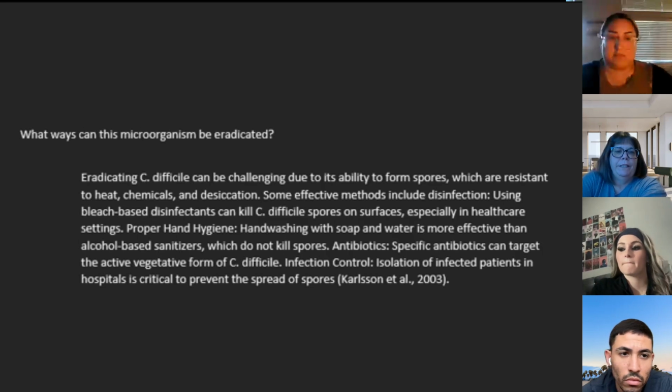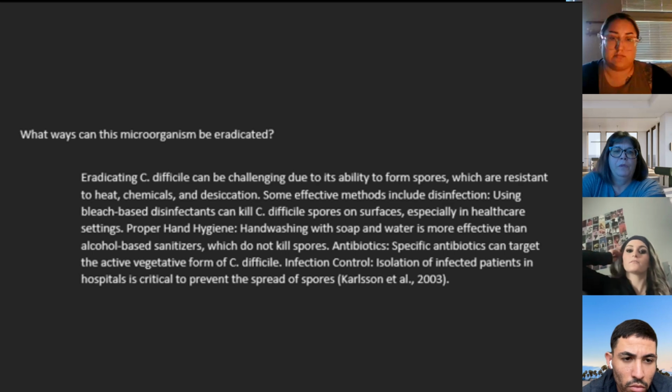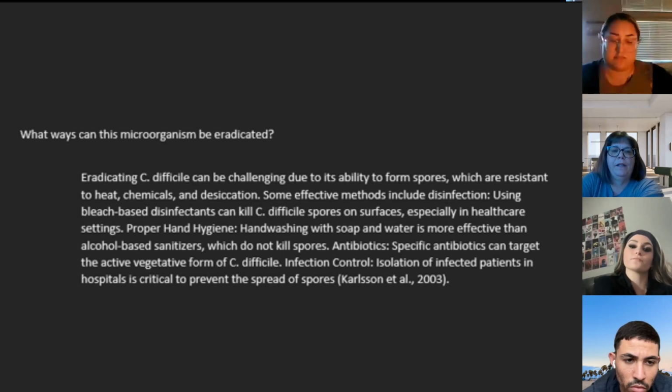Eradicating C. diff can be challenging due to its ability to form spores, which are resistant to heat, chemicals, and desiccation. Some effective methods include disinfectant. Using bleach-based disinfectants can kill C. diff spores on surfaces, especially in a healthcare setting.